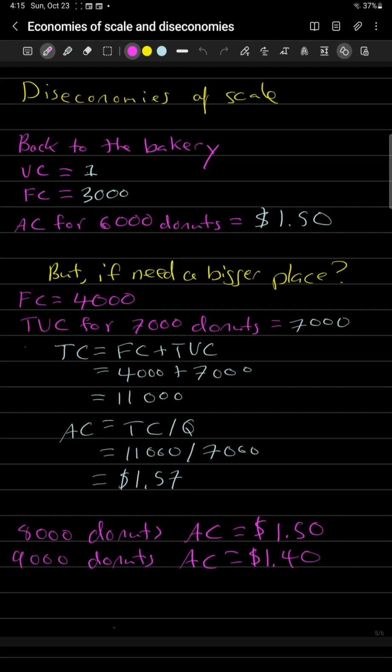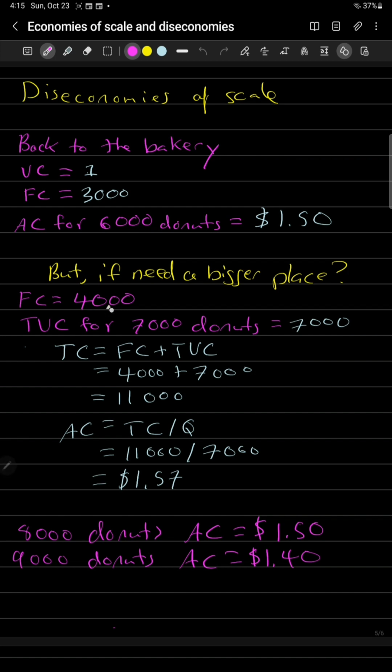Diseconomies of scale. Let's go back to our bakery. Remember in our bakery, our variable costs are $1 and our fixed costs were $3? And the average cost for making donuts, when we're making 6,000 of them, was $1.50. But what happens if you need a bigger place? Maybe you want to make more than 6,000 donuts, but your place can't handle it. Well, then you're going to want to rent a bigger place.